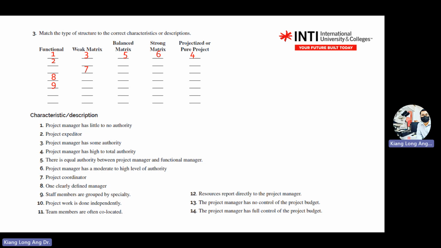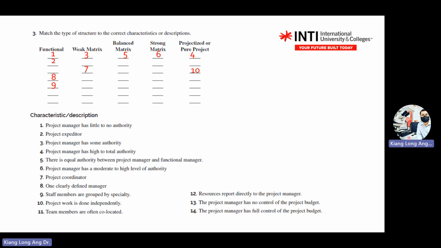Project work is done independently. This one, project work is done independently. Okay, it means it works independently. Sorry, number 10, project work done independently is pure projects. Sorry, not functional. It's a project done independently. Project is pure projects, not functional.